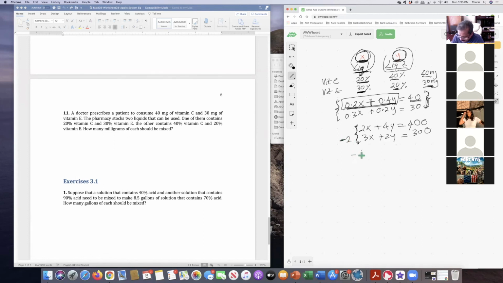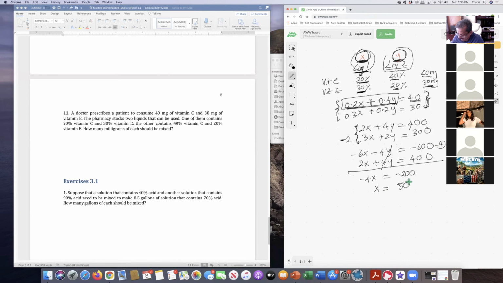Multiplying the second equation by -2 makes it -6x minus 4y equal to -600. That's my second equation. The first equation I'm going to copy as is, 2x plus 4y equal to 400. Now if I add them, the y's cancel out, and -6x plus 2x is -4x, equal to 400 minus 600, which is -200. Dividing by -4, x is equal to 50. That means 50 milligrams of liquid 1 must be consumed.